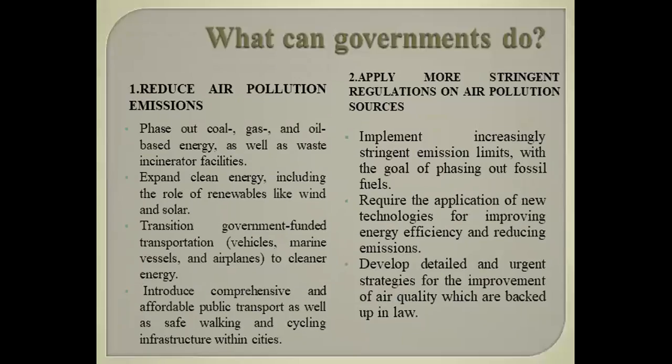Solution to smoke pollution. What can the government do? They can reduce air pollution emissions by phasing out coal, gas, and oil-based energies, as well as waste incinerator facilities, and expand clean energy, such as renewable energy like wind and solar. They can transition government-funded transportation, vehicles, marine vessels, and aeroplanes to clean energy, and introduce comprehensive and affordable public transport, as well as safe walking and cycling infrastructure within the cities.